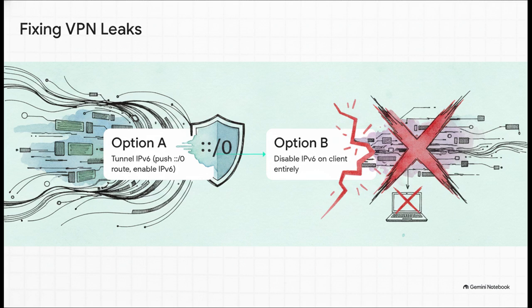But if your current infrastructure absolutely cannot support that yet, you're left with option B: disable IPv6 on the client entirely. Obviously, it's not ideal for an IPv6 migration, but turning it off at the client level ensures your traffic doesn't silently leak outside the secure tunnel. It basically forces all traffic back to the monitored IPv4 path until you can get your VPN infrastructure upgraded.